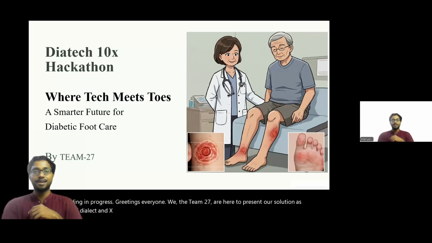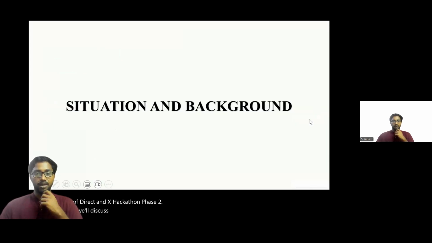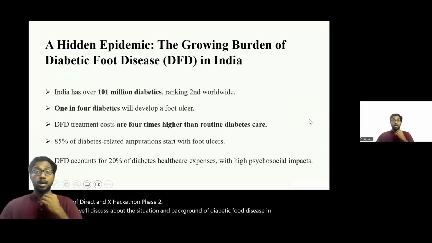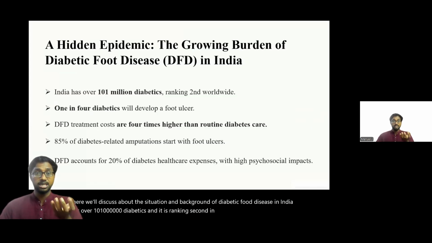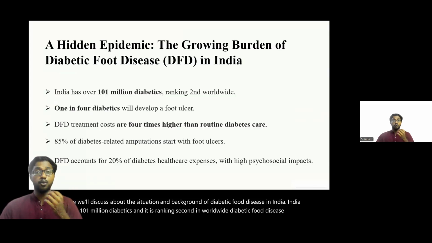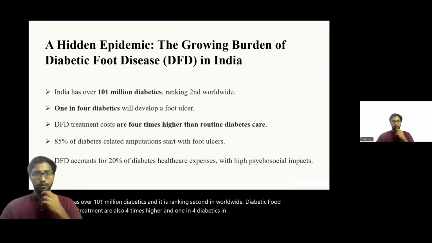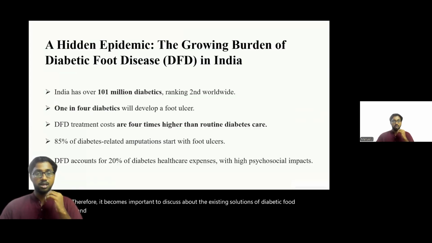Phase 2. So, here we will discuss the situation and background of diabetic foot disease in India. India has over 101 million diabetics and ranks second worldwide. Diabetic foot disease treatment costs are also 4 times higher, and 1 in 4 diabetics in India are prone to develop a foot ulcer. Therefore, it becomes important to discuss the existing solutions for diabetic foot disease and the gap in the solutions that is paving the way for more and more diabetic foot disease in India.